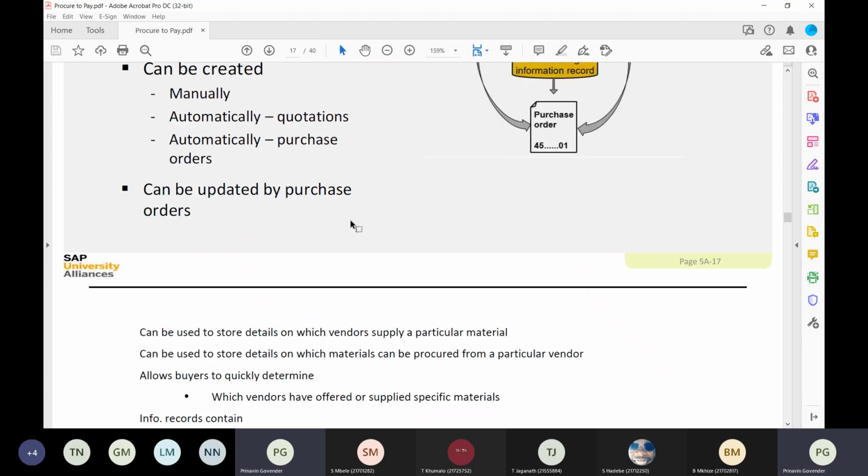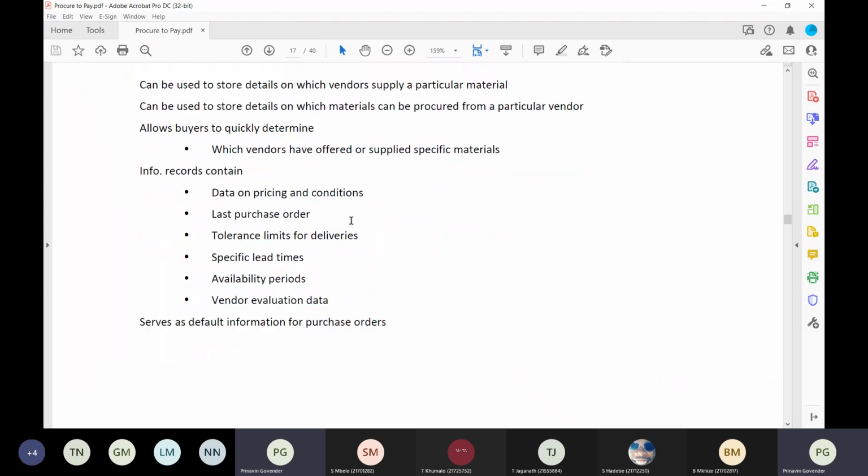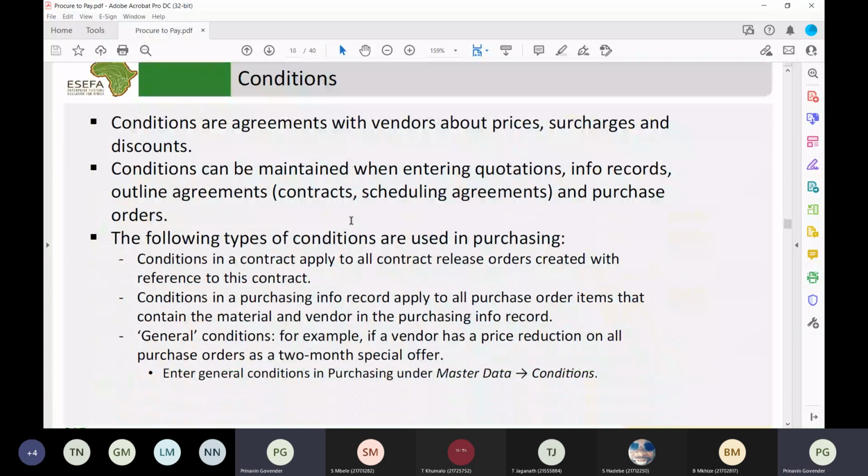What else is it used for? It's used to store the details of which vendor is offered, right? We spoke about that. We did an example with that. Let's go on. Let's talk about this. We mentioned very briefly conditions. What are the conditions or agreements between the vendors about the prices, the surcharges, and the discounts?